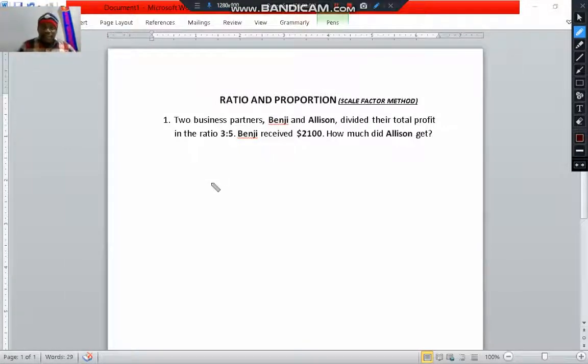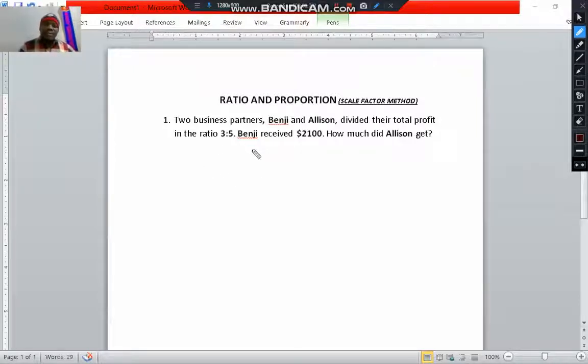We want to look at ratio and proportion. So today I want to talk about ratio and proportion using the method called the scale factor method. Please pay attention to how I'm going to use this method. It's a different method from the usual method.